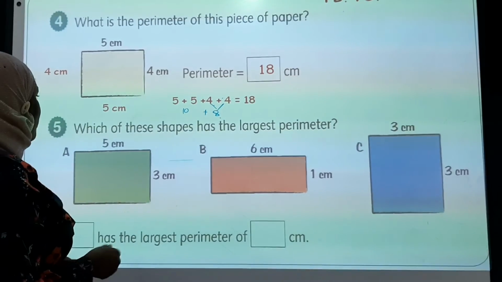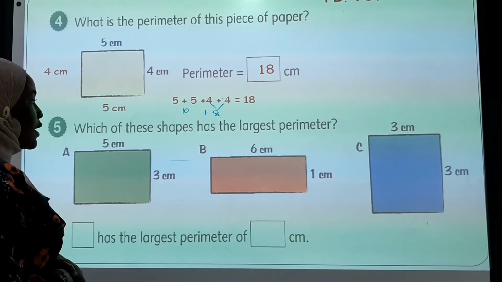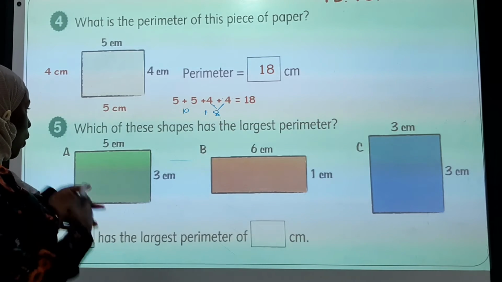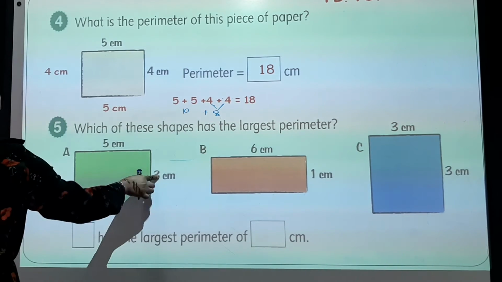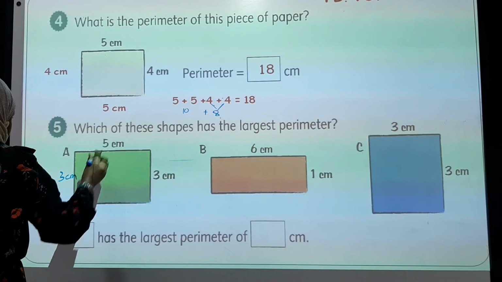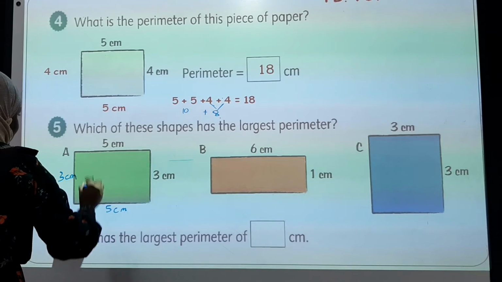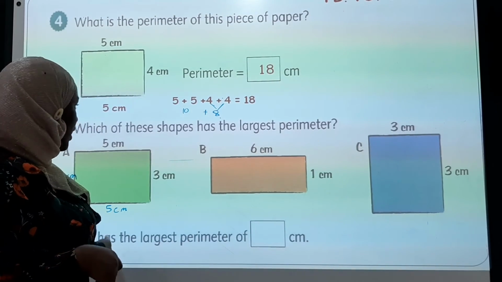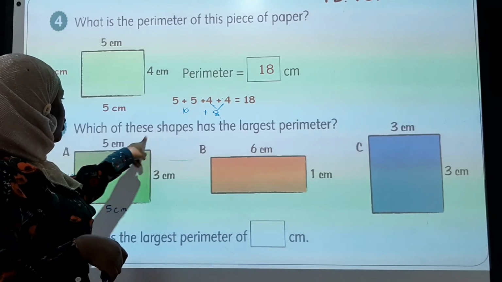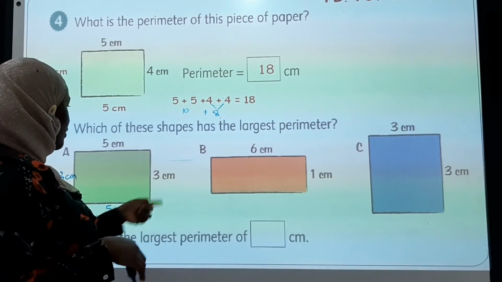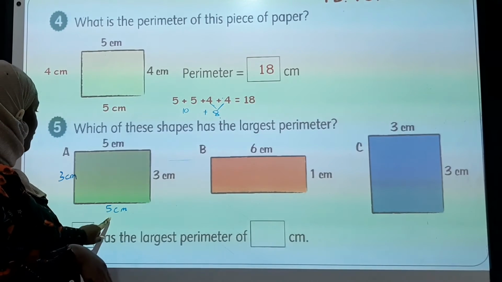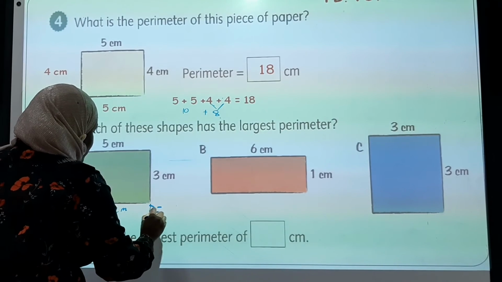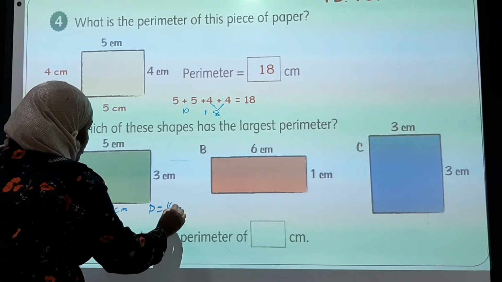Yes. Now, which of these shapes has the largest perimeter? For you to know the answer here, you can try to work it out on your own, or you can do it this way. Since this is 3 centimeters, this is going to be 3. This is 5 centimeters, this is 5 centimeters also. You find the perimeter of each of the shapes to know the actual answer. So if you add this together, 5 plus 5 is what? 10. 3 plus 3 is 6. So the perimeter here is 16 centimeters altogether.